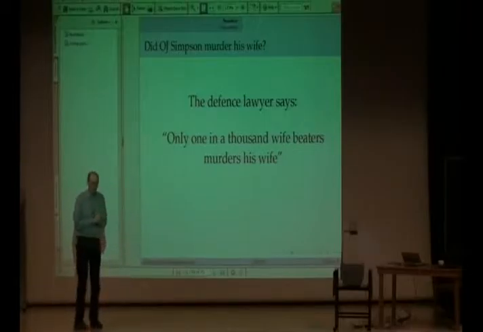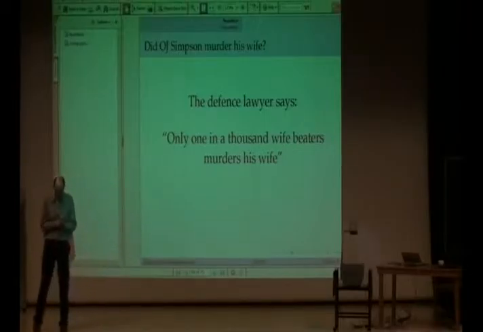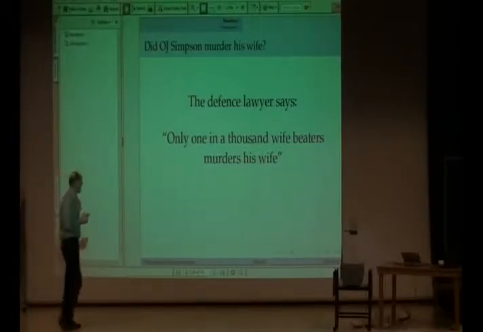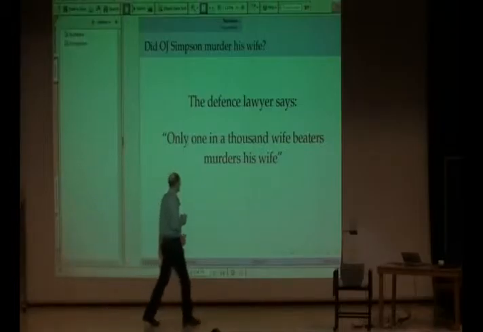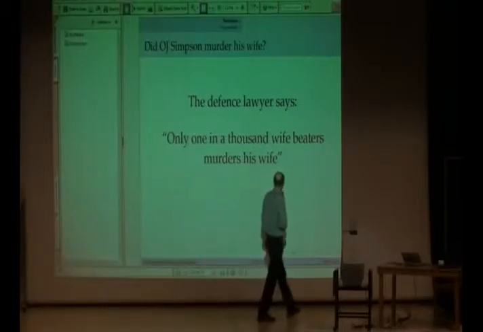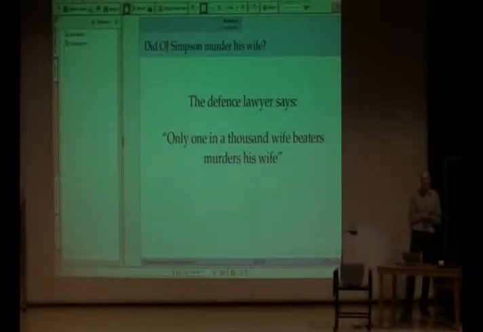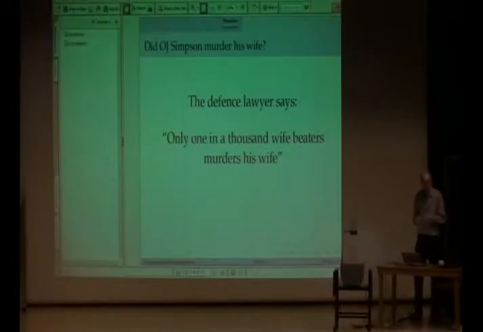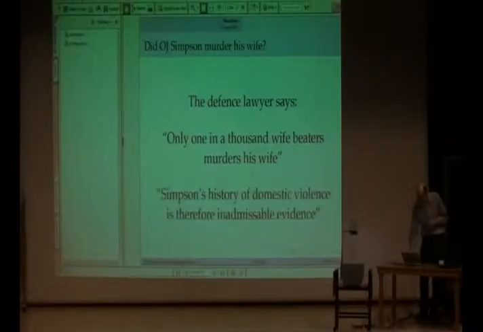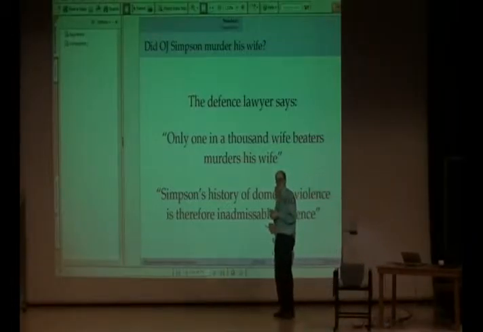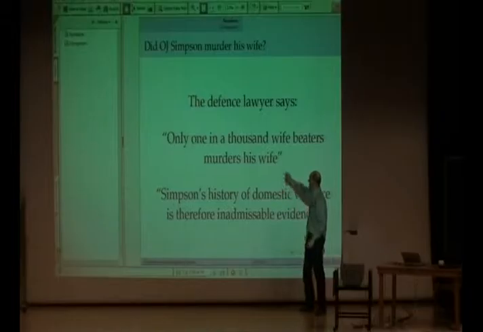Right? It was established in the course of the trial that he was violent towards his wife, that he beat his wife up, and the defence lawyer says only 1 in 1,000 wife beaters murders his wife. That has nothing to do with the theory, and the theory is that O.J. Simpson murdered his wife. And he said that because of this, the history of domestic violence is inadmissible evidence.